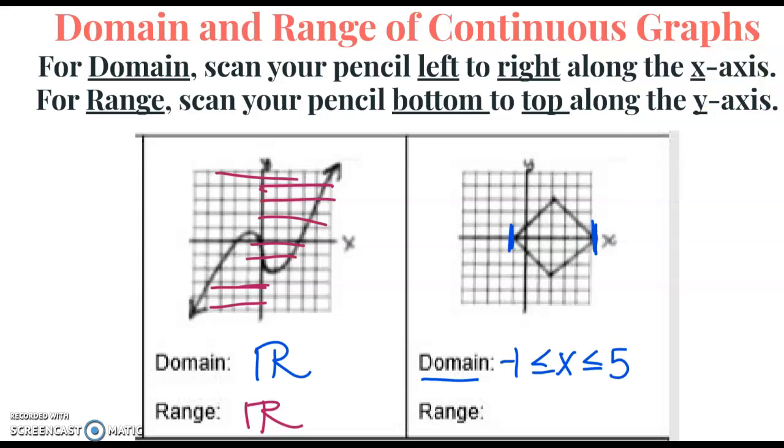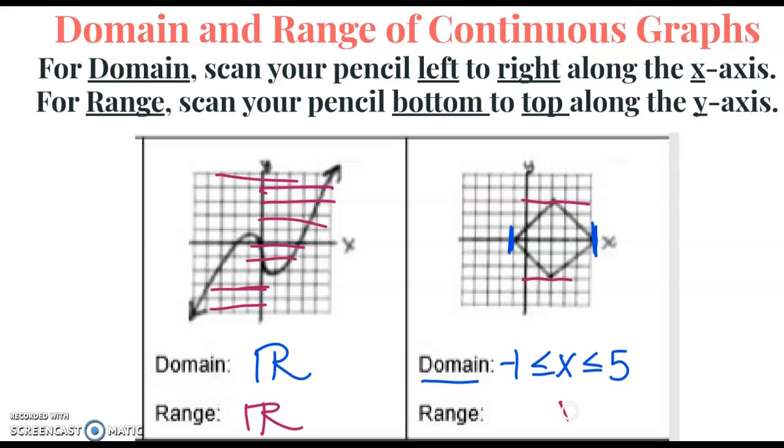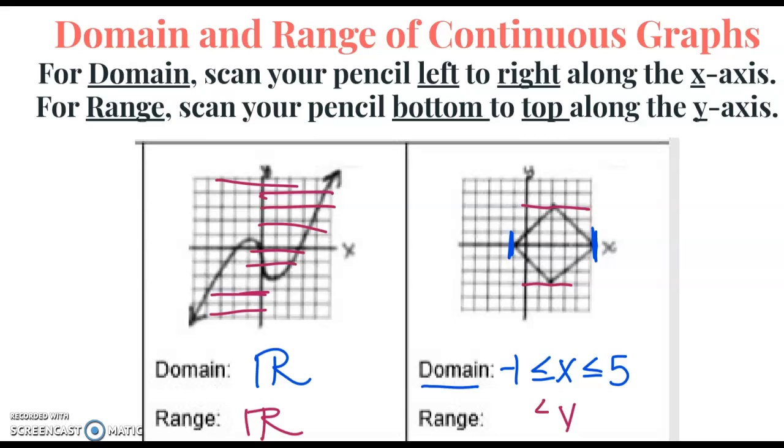For the range, if we go up and down, well, that's the highest and that's the lowest. Again, range is in terms of y, so I'm going to put it in the center with my less than signs. The lowest y value I have is -3. The highest y value I have is +3. And that's your domain and range.